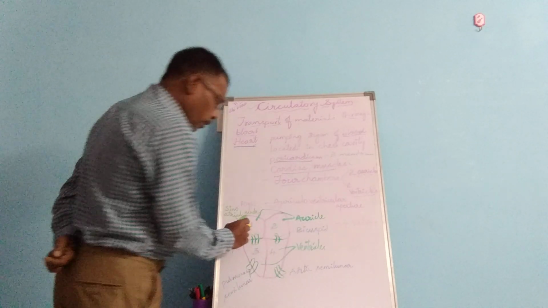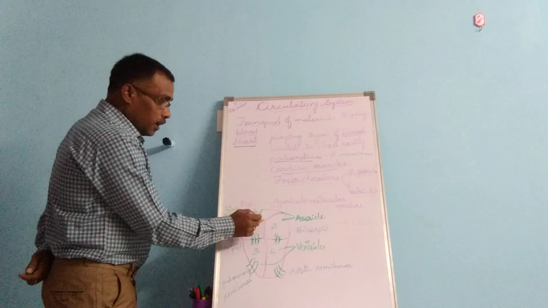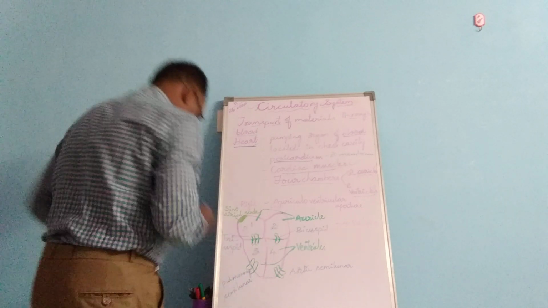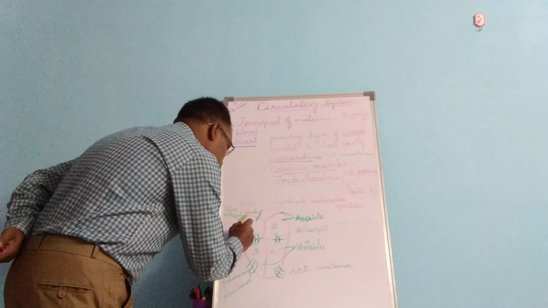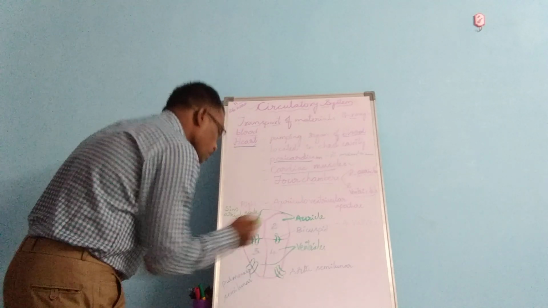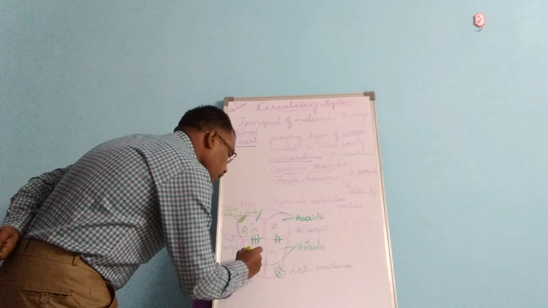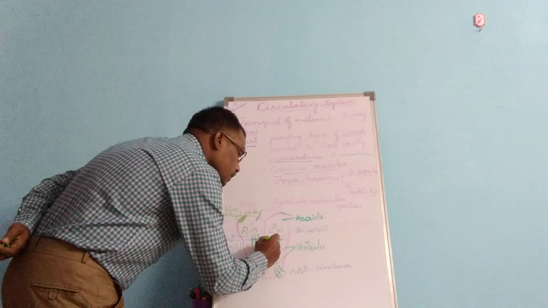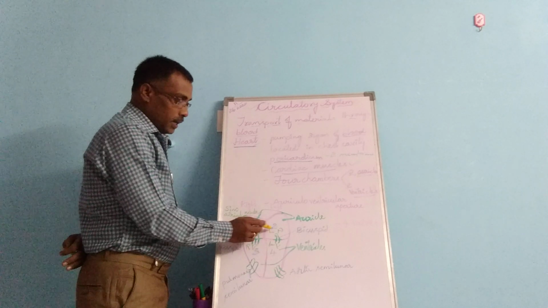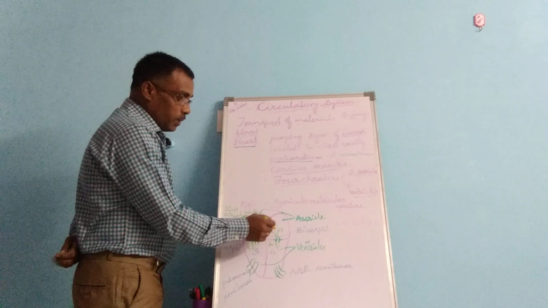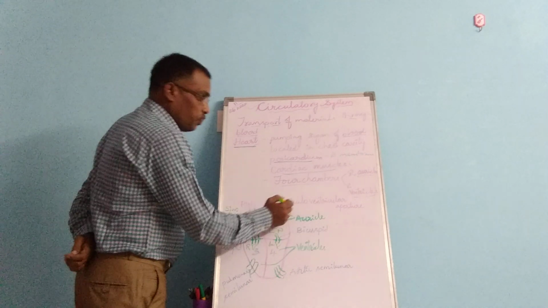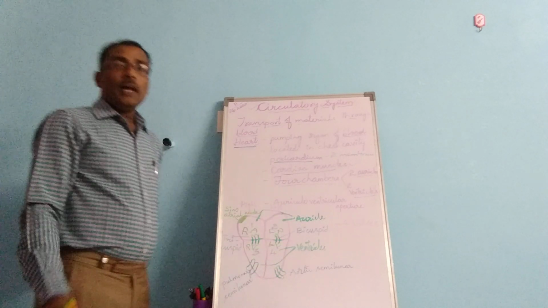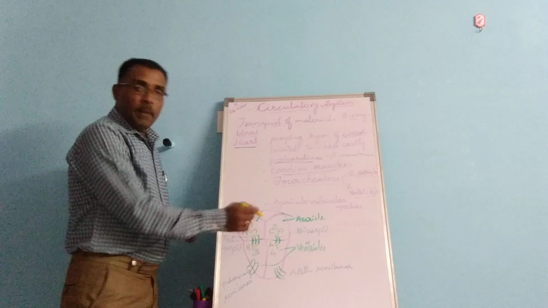And from the right side, these parts are called the right auricle and right ventricle, and this side is the left auricle and left ventricle. The blood will be pumped from the right auricle to the right ventricle through the right auriculoventricular aperture, and from the left auricle to the left ventricle through the left auriculoventricular aperture.